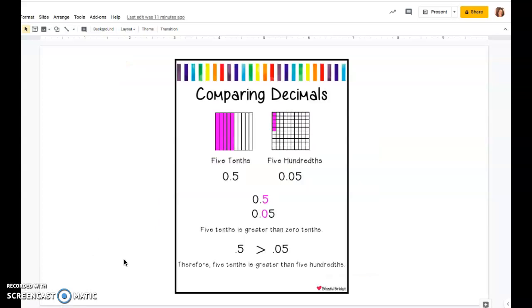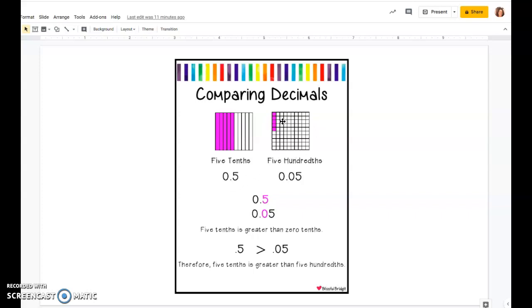I'd also like to review the visual model for comparing decimals. Here you can see we have 5 tenths. We take one whole and divide it into 10 equal parts. And if we color in 5 of those, this is what 5 tenths looks like. Here it is numerically, 5 tenths.